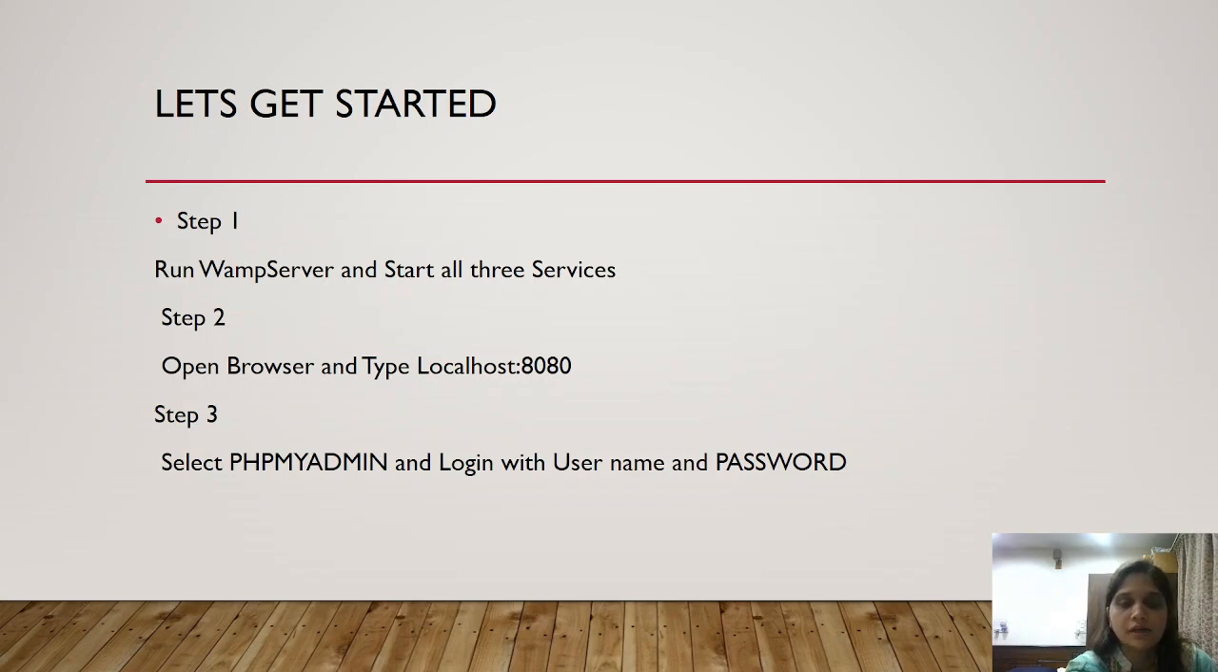Step 2: after we have started the services of WAMP server, we need to open the browser and type localhost:80. Either you can use port number 80 or another, it depends on which port number your system has. Then we need to select phpMyAdmin and log in with username and password. By default, if you are installing WAMP server, it gives you the username root and there is no password.